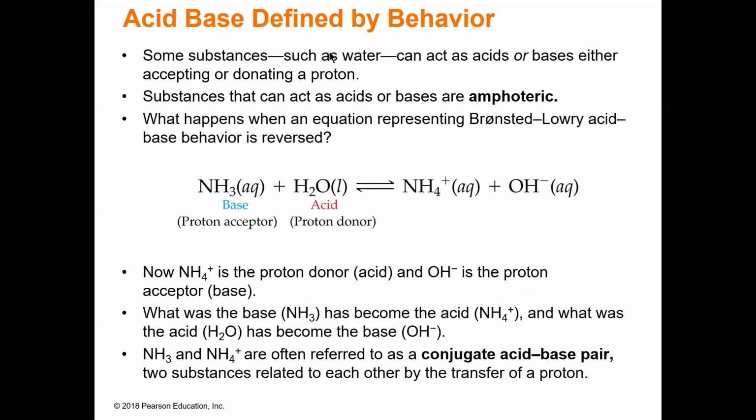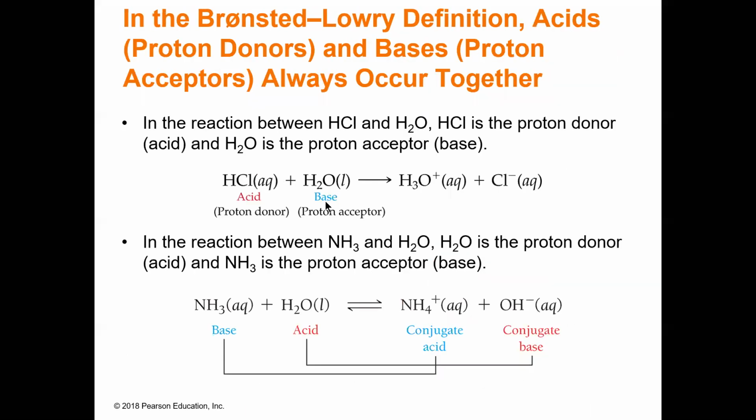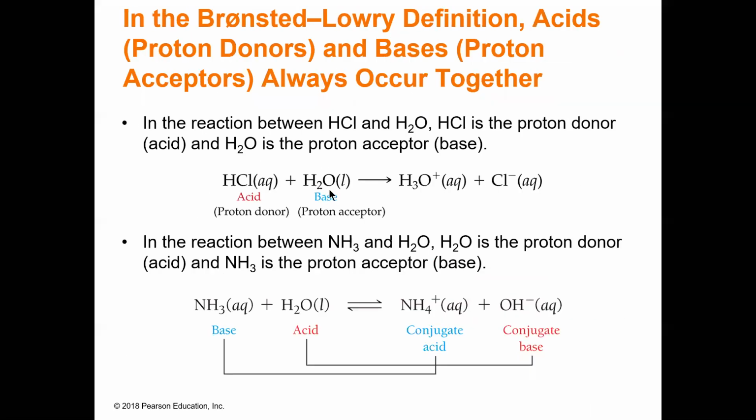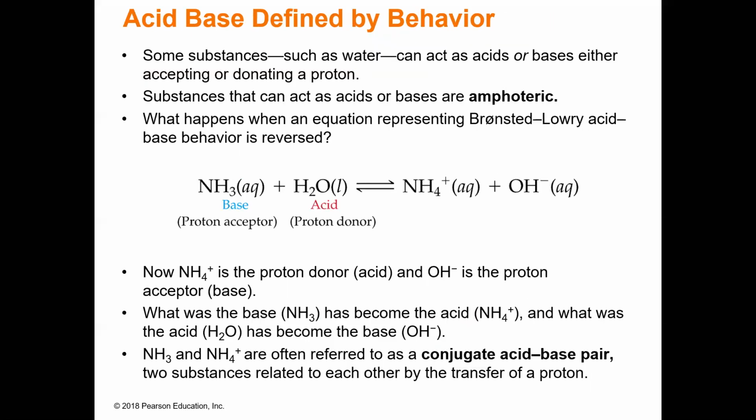So some substances, and it's not just water, but water is a very common one, can be either an acid or a base, meaning they can either accept or donate a proton. So in this instance, the water is accepting, so it's acting as an acid. In that previous one with the hydrochloric acid, here it's donating, here it's accepting, so it's acting as a base. So amphoteric just means being either acidic or basic.